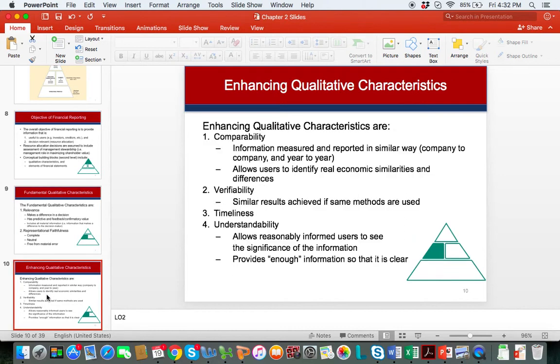So enhancing the qualitative characteristics are comparability, verifiability, timeliness, and understandability. The comparability piece we've already touched on is that companies in one sector, we can properly compare two companies in the same sector.